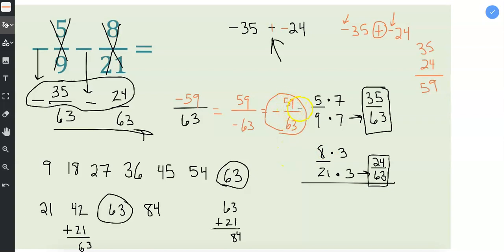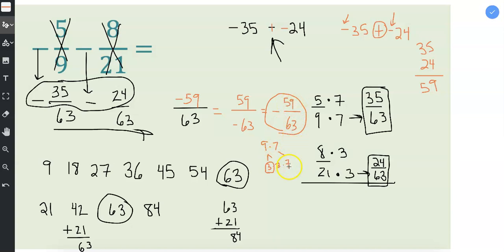Now we should just make sure we can't reduce it. 63 breaks down into 9 times 7. 9 breaks down into 3 times 3. So 63 is made up of 3 times 3 times 7. Well, let's see if 59 is divisible by 3. 9 plus 5 is 14. 14 is not a multiple of 3, so you can't divide 59 by 3.